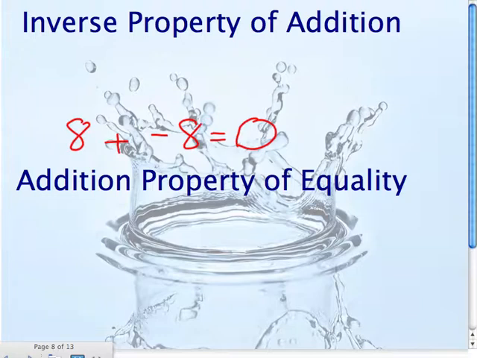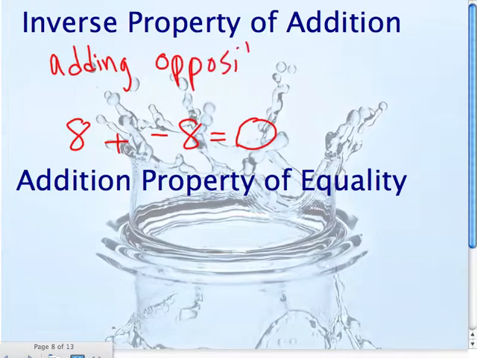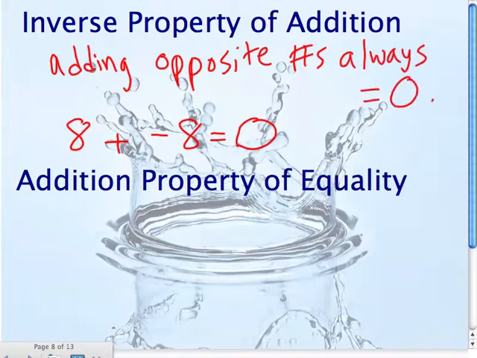So inverse property of addition is adding opposite numbers always equals 0, no matter what they are. Okay? Even if they're positive a half and negative a half, or positive 0.762 and negative 0.762. It's always going to equal 0 if you add them up.